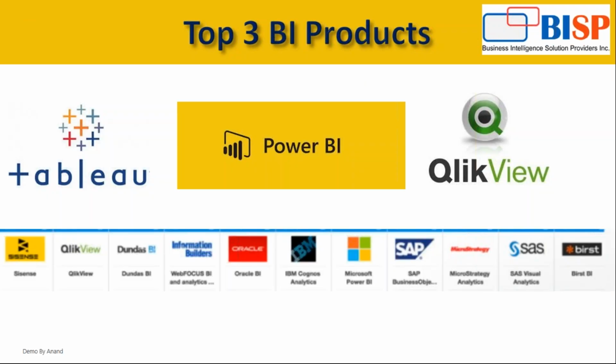What are the top three products in this BI industry? We have a lot of other products. If you see, Qlik is there, Dundas BI is there, Informatica is there, Information Builders are there, Oracle is there, a lot more. But when you come to the top three BI products, we will see Tableau, Power BI, and QlikView. So who decided these top three products? We will see that also. There is a Gartner report behind the scenes telling that these are the top three products.